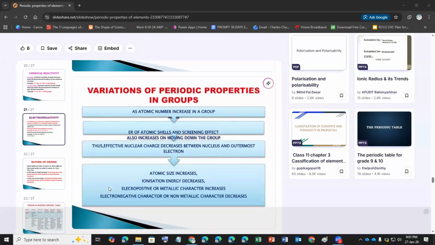Okay, and I think this is the last one. Variations of periodic properties in a group. You might want to also do a screenshot of this.